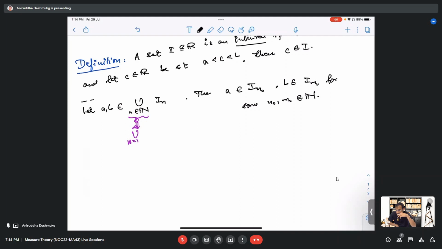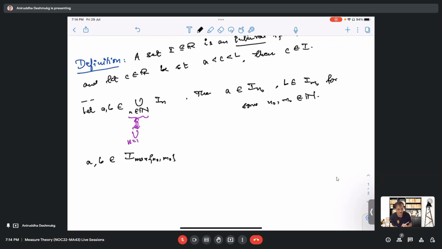Yes. See, we know that I_{n0} is contained in I_{n0+1}, and then it is contained in I_{n0+2}, and so on. So I can definitely say that A and B belong to I of the maximum of n0 and m0. Correct? Does everyone agree with this?